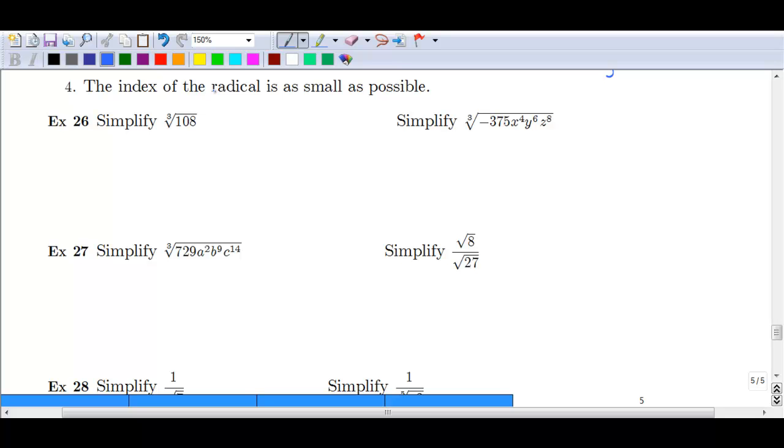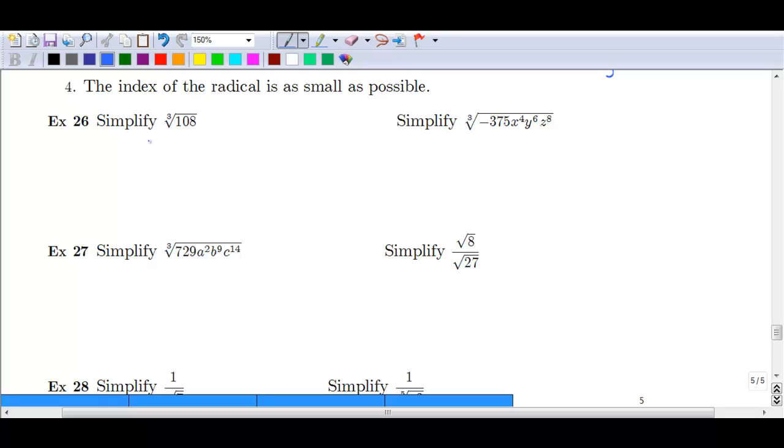First cube is 1, obviously that fits in. The next cube is 8. 108 divided by 8 is not a whole number. So we move up to the next perfect cube, which is 27, and that will fit in.